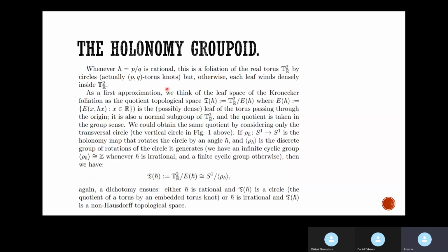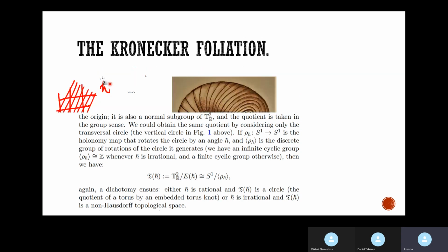Again, the arithmetic dichotomy exhibits itself very nicely. If h bar is rational, this is a foliation of the real torus by circles that are PQ torus knots. But when it's irrational, each leaf winds densely inside the torus. The closure of each leaf is the whole of the torus. So it's very, very different. When it's rational, the closure is of measure 0. When it's irrational, it's everything.